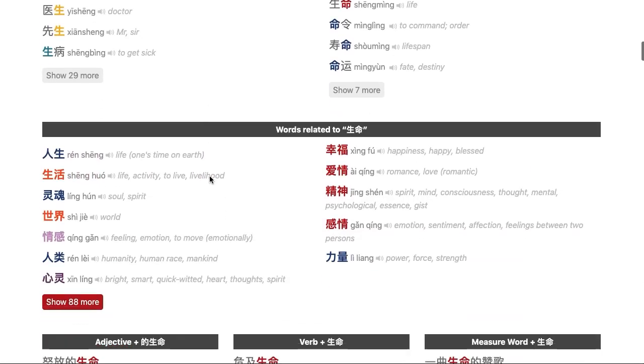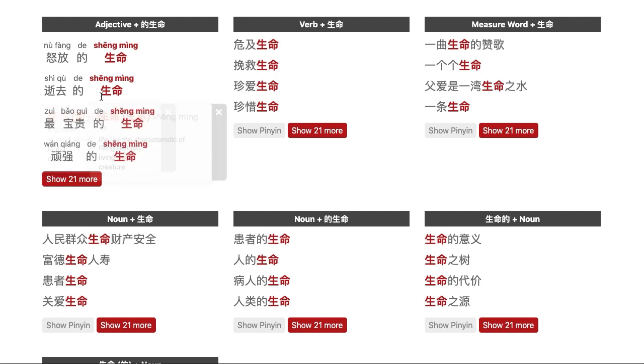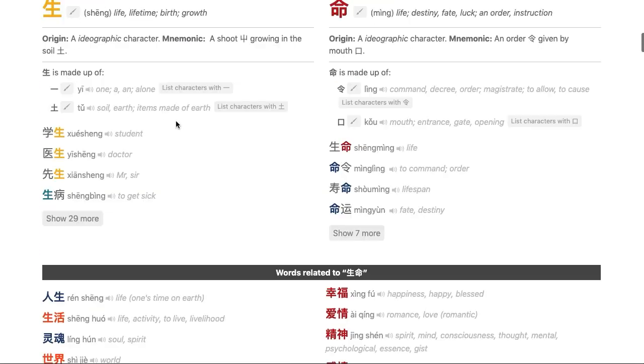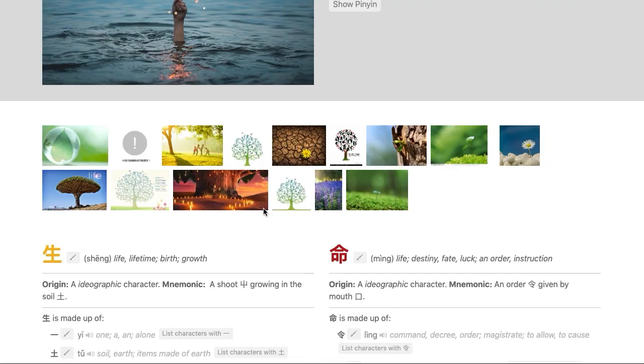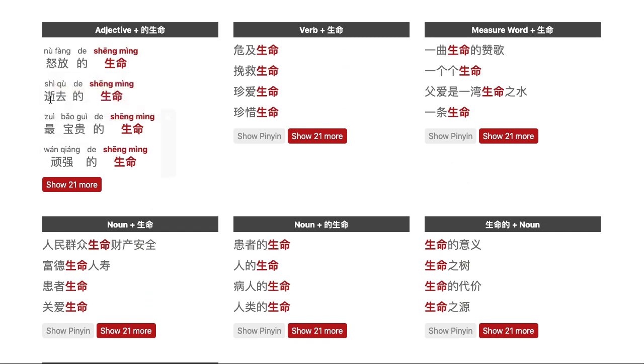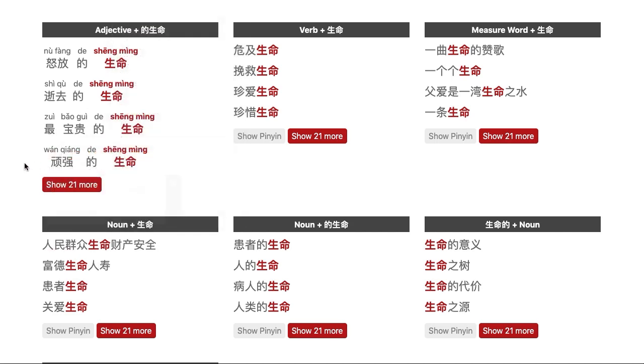But with 生命, we can see that the collocations are a little bit different. For example, we have 逝去的生命, life that is passing away, precious life, right? Because you can see that these images have to do with things being alive, right? The opposite of having 生命 is not having 生命, which is being dead, right? So that's why we have words like 逝去的生命, life that's passing away, 最宝贵的生命, the most precious life, etc.